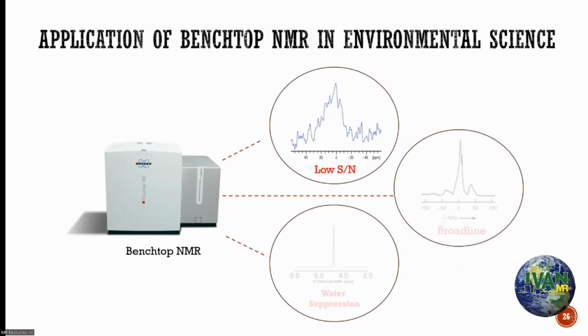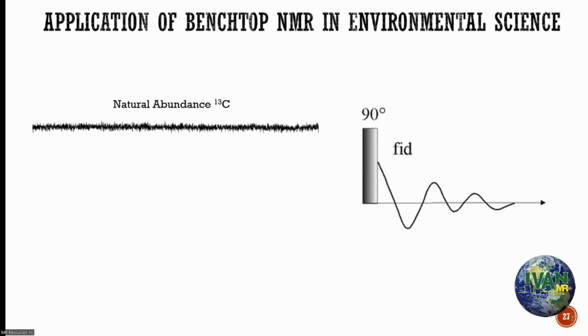Now, how do we overcome some of the low sensitivity, low signal to noise? Here's an example. We are currently working on a paper on this. Here is a natural abundance C13 NMR spectrum of a surrogate. Here we just want to see what we can get from it.